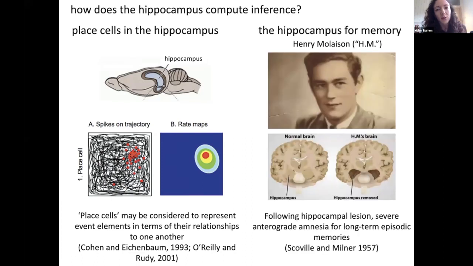And then, of course, we also know from human lesion studies that the hippocampus plays a critical role in long-term episodic memory. So this might inspire the idea that we have some kind of retrieval mechanism in the hippocampus at the time of inference.